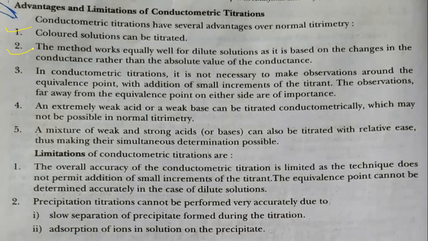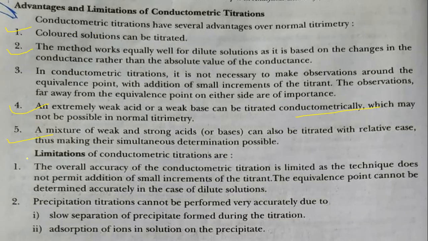In conductometric titration, it is not necessary to make observations around the equivalence point with the addition of small increments of the titrant. Extremely weak acids or weak bases can be titrated conductometrically, and that is not possible by normal titrimetry. A mixture of weak acid and strong base can also be titrated with relative ease.